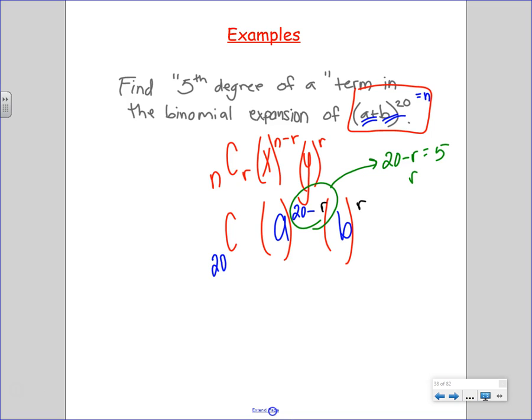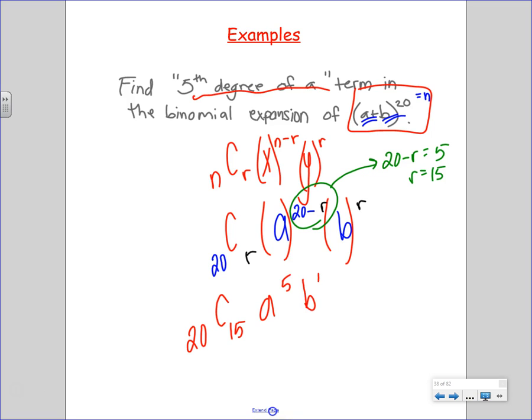Oh, nice. I know, you were all saying it. I just need to make sure that people understood how you got it. So now we can go ahead and plug and chug. As you plug and chug, now that we know what R is supposed to be, use your formula for nCr: 20C15 times A to the 20 minus 15, which will be 5. Booyah! Fifth degree of A.